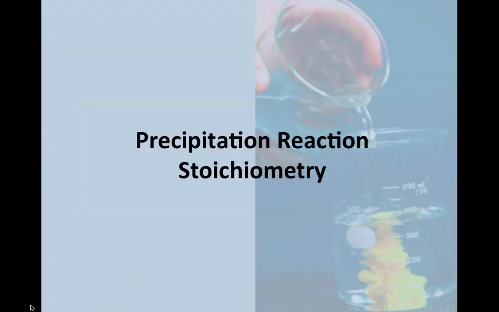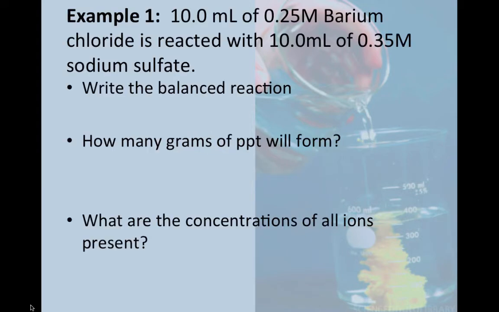Okay, here we are for precipitation reaction stoichiometry. It's time to move past stoichiometry and apply it to a type of reaction you're going to see over and over in this class. So first of all, if there's a precipitation reaction, we need a balanced equation.